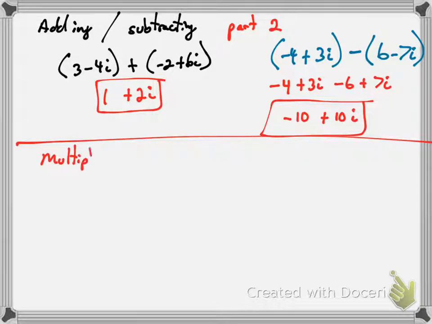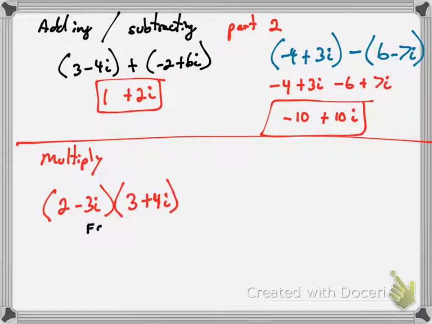Multiplication is not much different. Multiplication of complex numbers, you just have to remember to do FOIL. If you remember, FOIL is first times first, outside times outside, inside times inside, last times last. So the 2 times the 3, first times first, is 6. Outside times outside, 2 times the +4i is +8i. Inside times inside, -3i times +3 is -9i. And last times last, -3i times +4i is -12i squared.